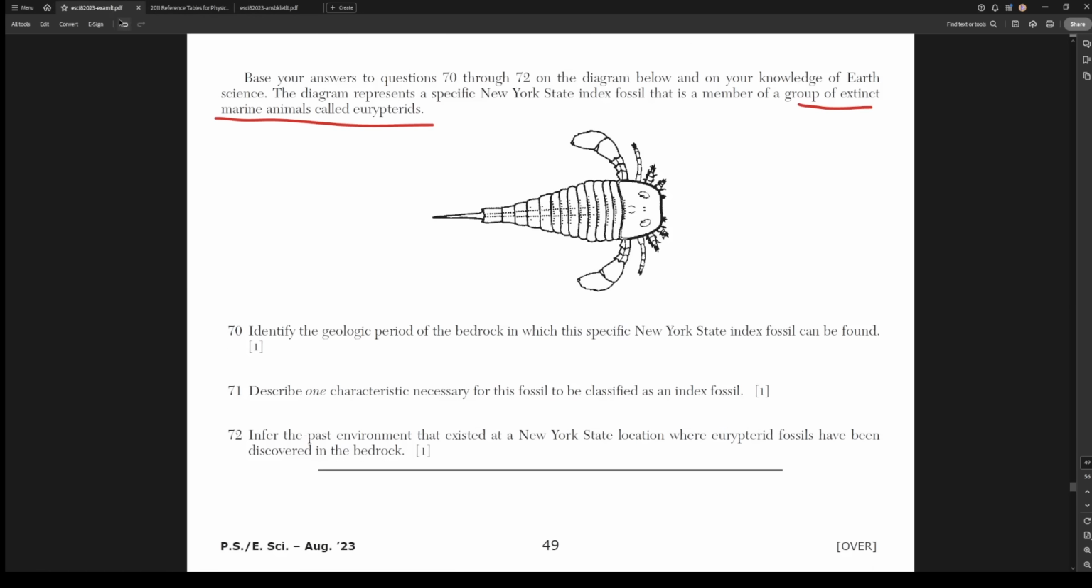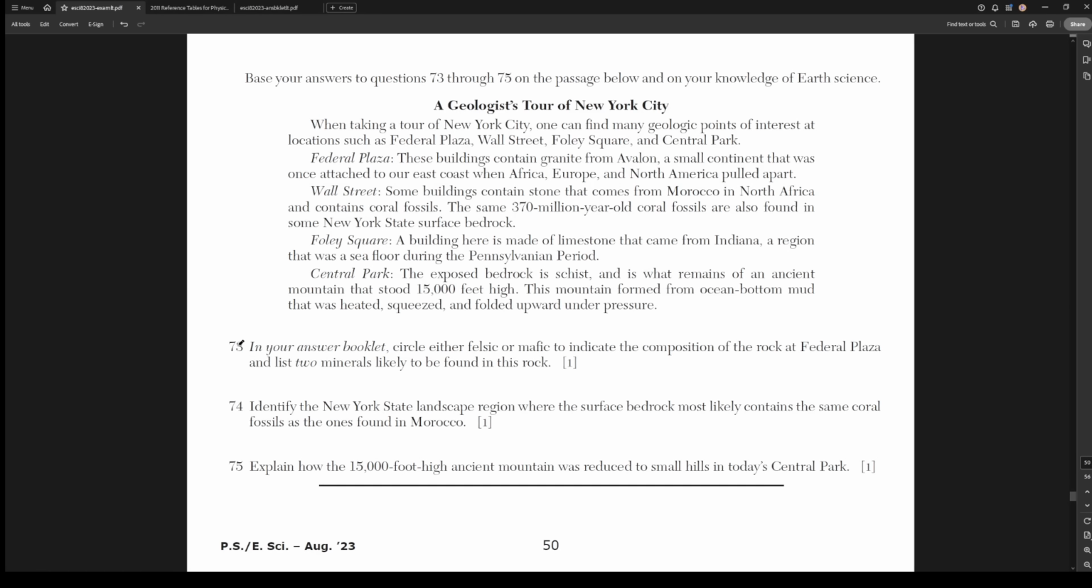73. Here we go. In your answer book, circle felsic or mafic to indicate the composition of the rock at Federal Plaza and list 2 minerals found in this rock. Okay, let's see. Federal Plaza. These buildings contain granite from Avalon, a small continent that was once attached to the east coast when Africa. Okay, granite. So we need to say felsic or mafic and then 2 minerals in granite.